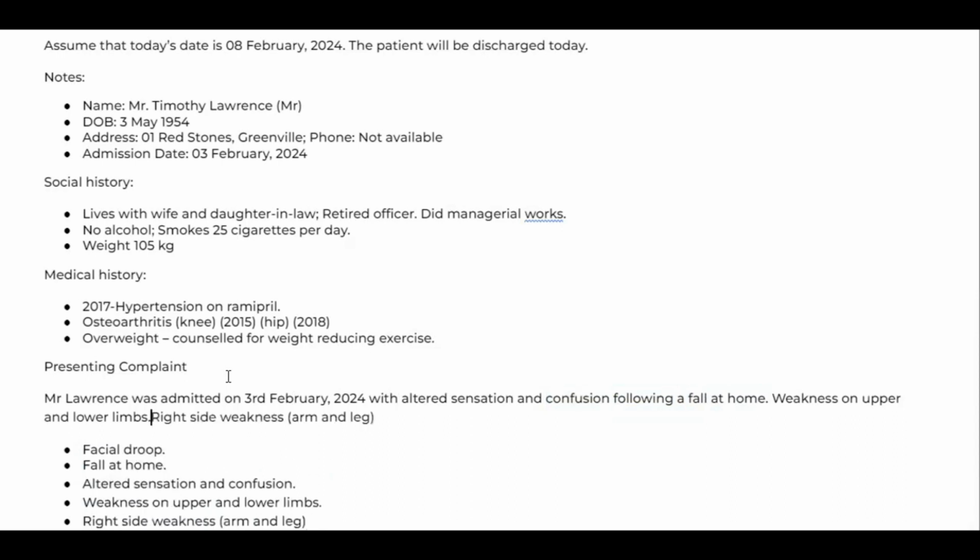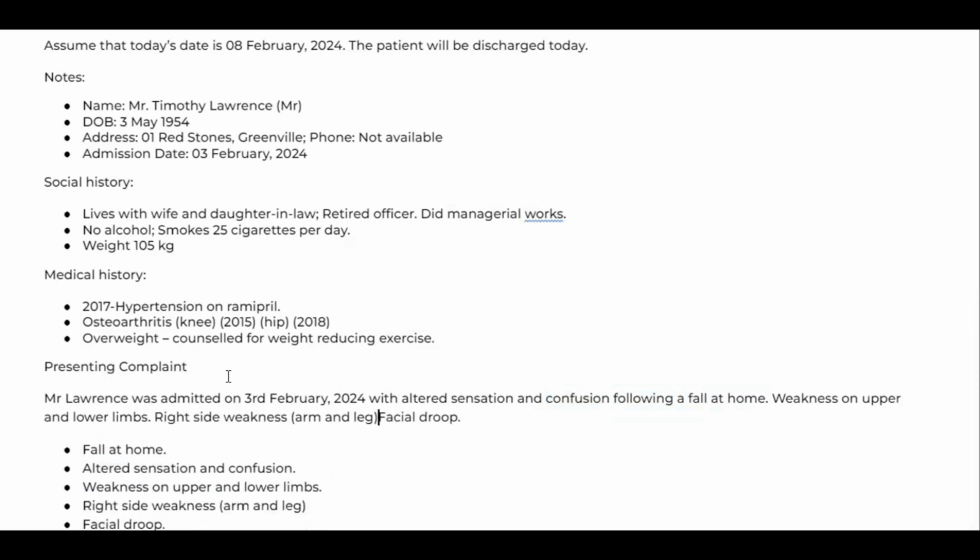What are they? This one should be added. This one also should be added. How to add them all? Please have a look at this one. Weakness. See, he also reported or he also had weakness on upper and lower limbs. OET will not write the word to confuse you; they will avoid this word. Upper and lower limbs are body parts. So on the upper and lower limbs. Now, right side weakness is also there.